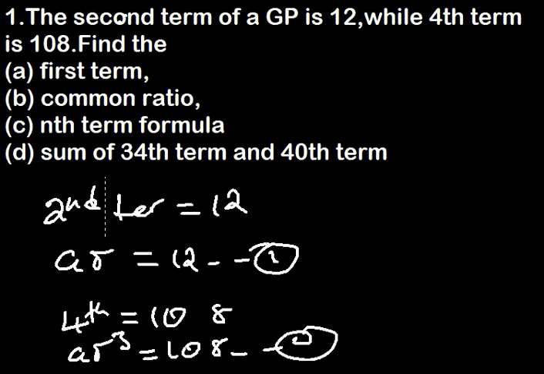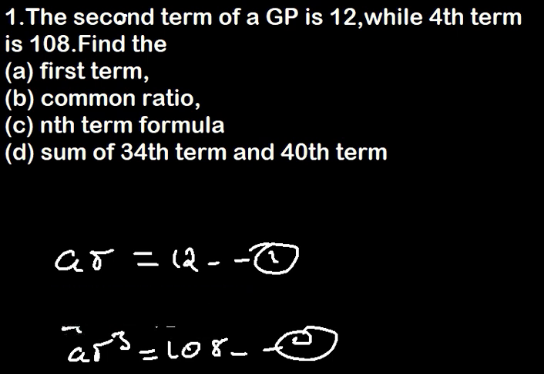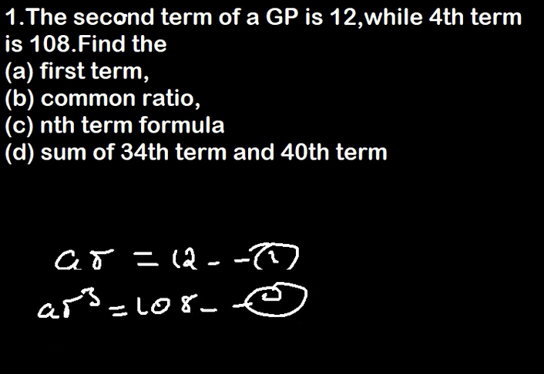Next we have to solve for the common ratio as well as the first term, and for those we use the two equations. So what will go next? Now we'll solve the two equations simultaneously, either using the substitution method, or we can use the ratio formula. And what is the ratio formula?